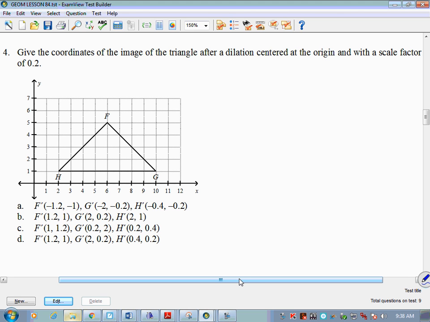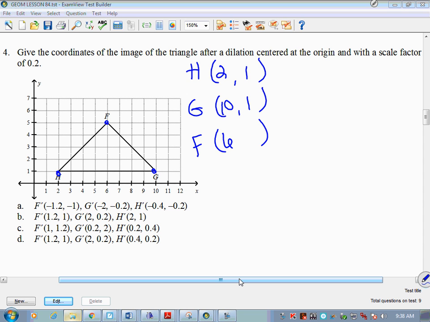So rather than really just drawing this, what I want you to understand is the first thing that we're going to do is we're going to write down what my coordinates are. Okay? What are the coordinates of H? 2, 1. And G? 10, 1. And F? 6, 5. Okay, 6, 5. Now, if I want to apply a scale factor of 0.2, what am I going to do with each of those coordinate points?